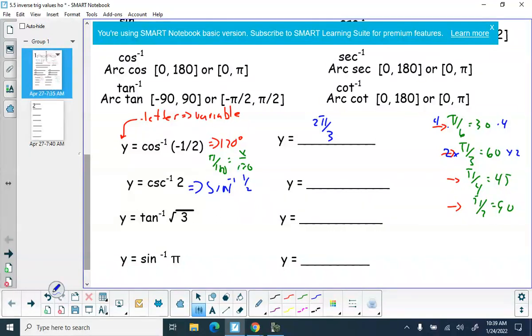Emily, what did you come up with? Go ahead and do the inverse tangent of square root of 3 and inverse sine of pi.